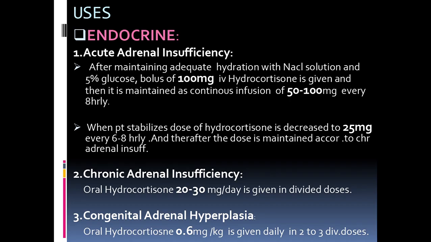and thereafter the dose is maintained according to chronic adrenal insufficiency. Then glucocorticoids can be used in chronic adrenal insufficiency. Oral hydrocortisone 20 to 30 mg per day is given in divided doses, and glucocorticoids can also be used in congenital adrenal hyperplasia. Oral hydrocortisone 0.6 mg per kg is given daily in 2 to 3 divided doses.